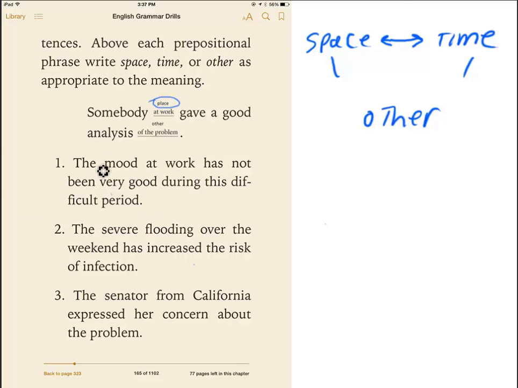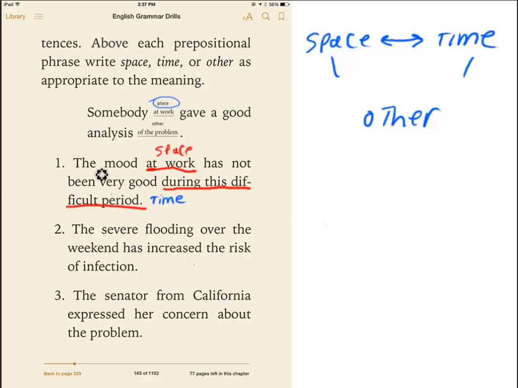The mood at work has not been very good during this difficult period. First I want to look at things that modify the mood at work. It might take you a little while to get used to this, but at work is a flag word, and it's going to be space because it tells me where. Has not been very good during this difficult period. During is another flag word. During which time? This difficult period. So this one has to do with time.